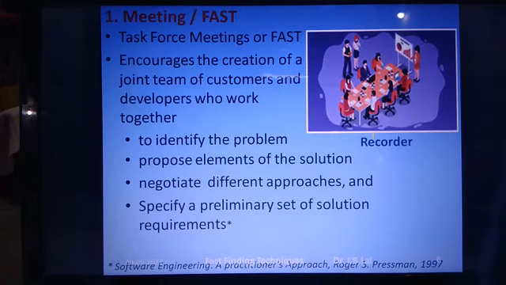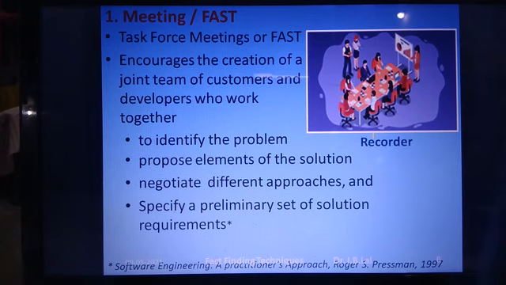So now we take up the meeting, or FAST, the Facilitated Application Specification Technique. This is a meeting between developer and customer. The senior executives of both parties, developer and customer, sit together at a neutral or intermediate place, not the site of the developers and not the site of the customers. The intermediate place is agreed upon by both, and they sit together and discuss various aspects of the problem.